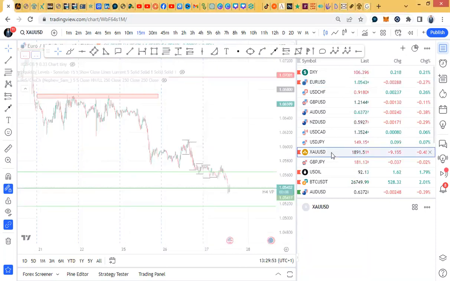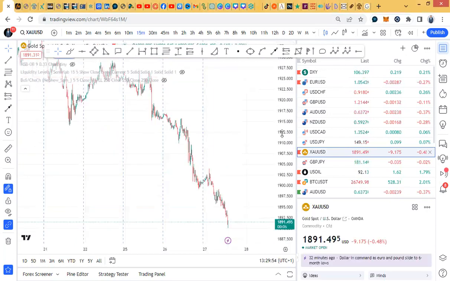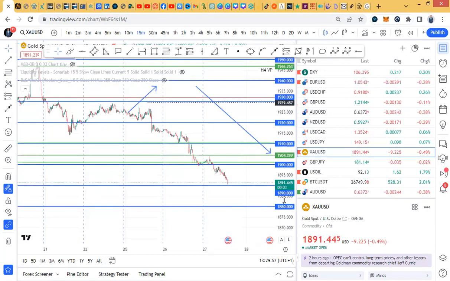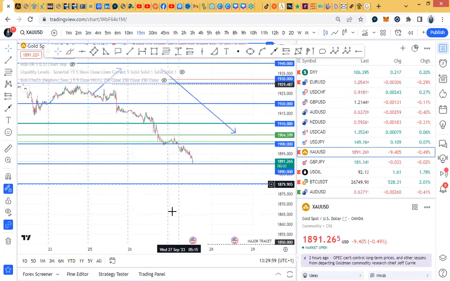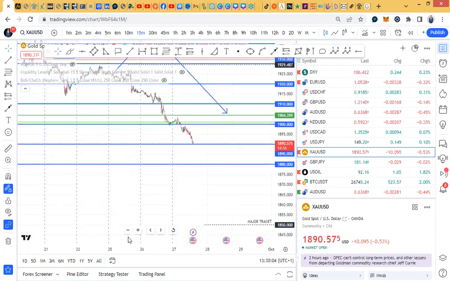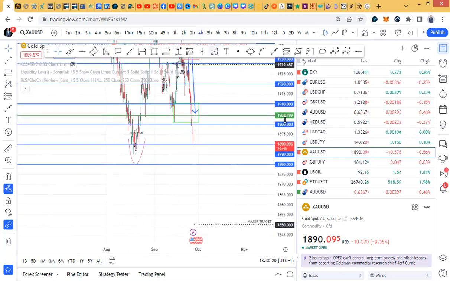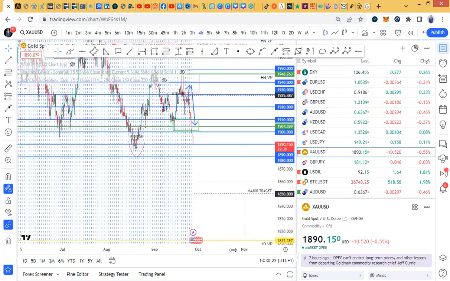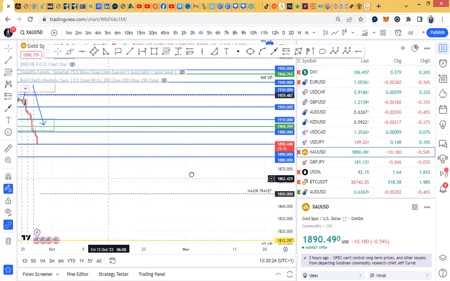About gold, where my major target to start buying gold is at the 18,500 level. Based on seasonality, there is a particular season when gold starts moving up, and I think that should be either the November period or so. Based on seasonality, you understand? Gold is quite different from every other currency pair. Gold is a precious metal. So based on seasonality, around November, it should start increasing.